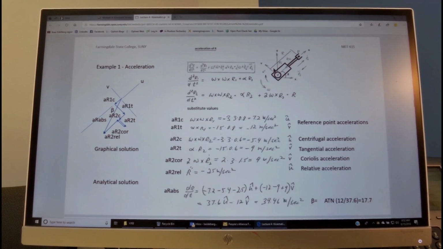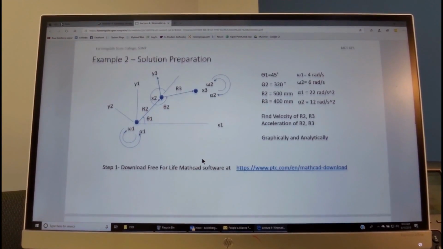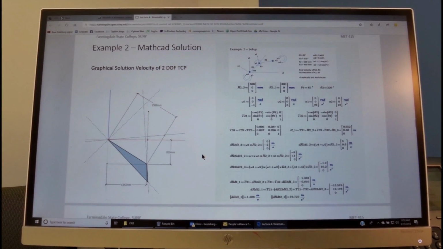Here's another example that shows the same process, as well as the process of finding the graphical solution to the absolute acceleration of the point of interest over here, which is the tool center point of the gripper. Here's another example where we have a robot with two links, and we are given the values of the angular position. We are also given the values of the link length and the angular acceleration and velocity, and we are solving the kinematic problem both graphically and analytically.